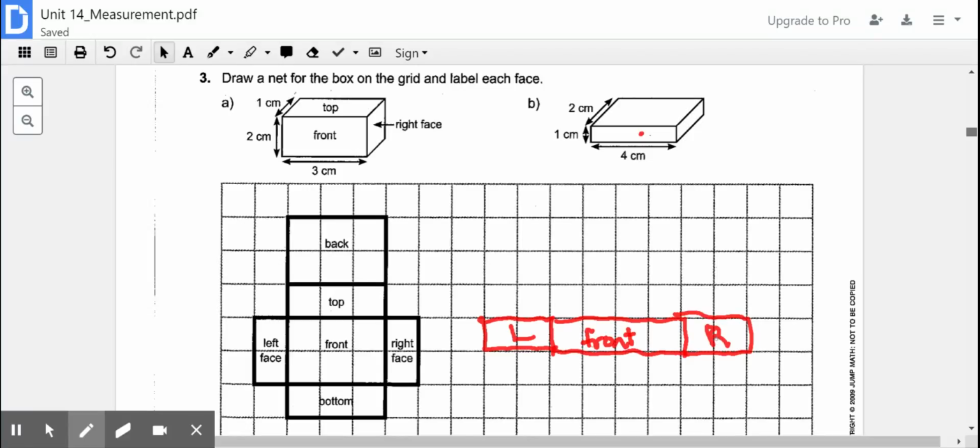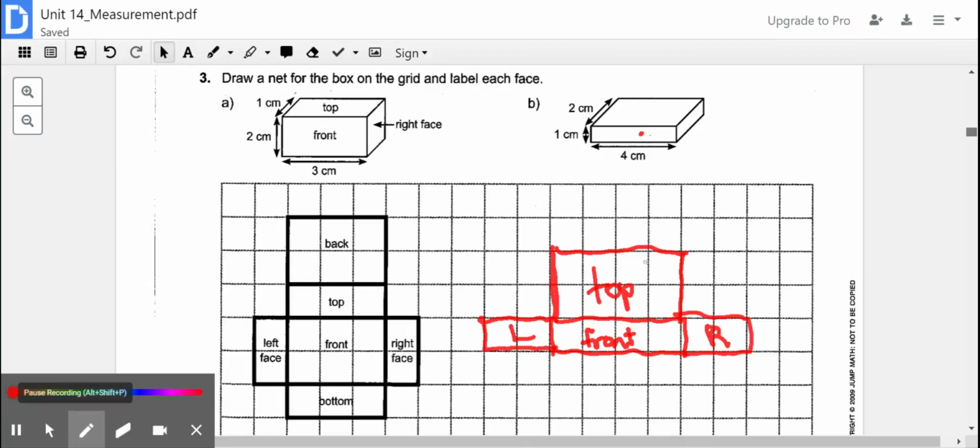Okay, this one here, the top face. Okay, the top face is 2 by 4. Sounds like lumber, 2 by 4. Okay, so that one is top. Now, all you have to do is back and bottom. Go ahead and finish off that net for me.